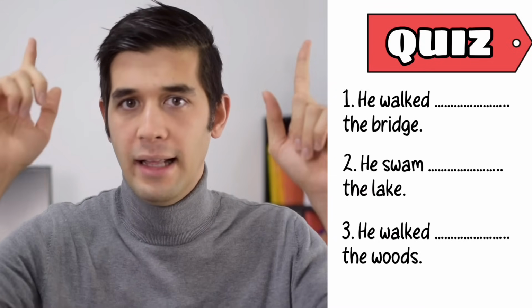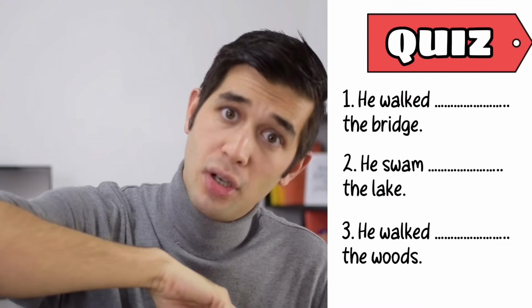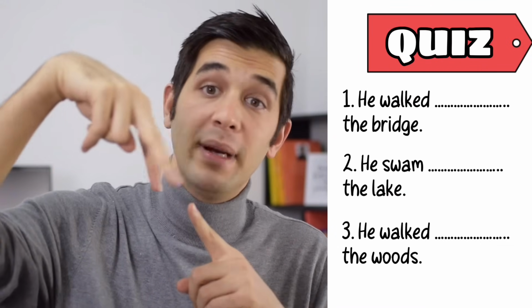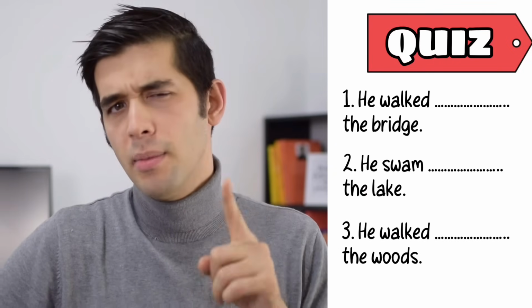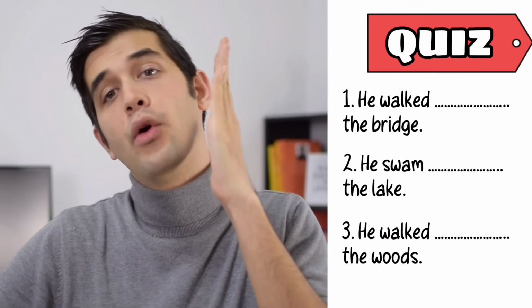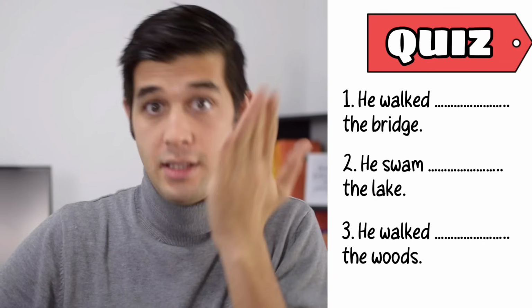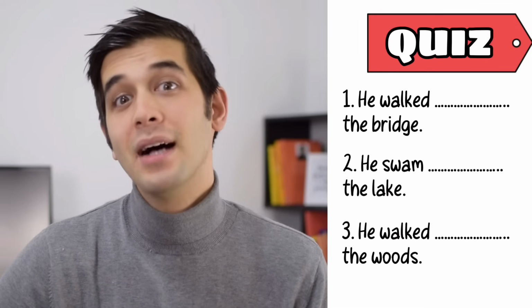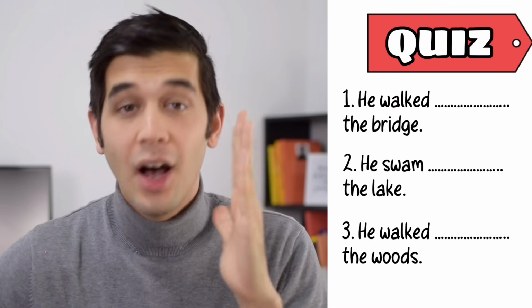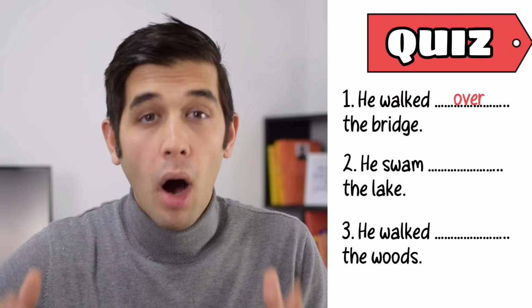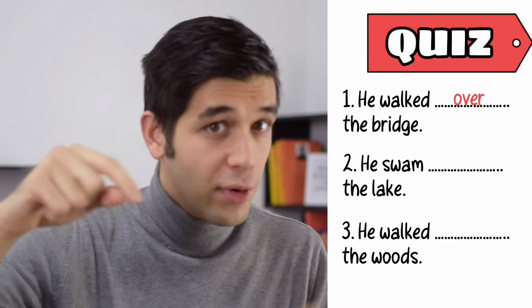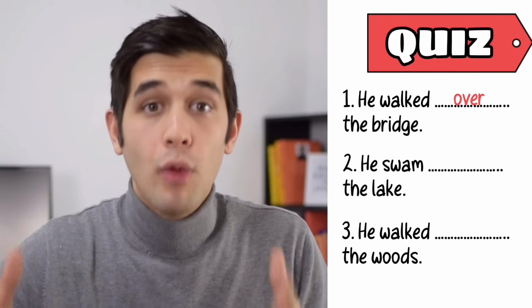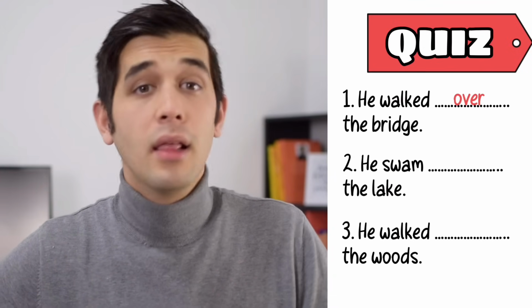So, number 1, he walked the bridge. We're talking about movement here. And the bridge, is it high or is it flat? It's high. When we are talking about movement and we are talking about something high, we say over. He walked over the bridge. Well done.